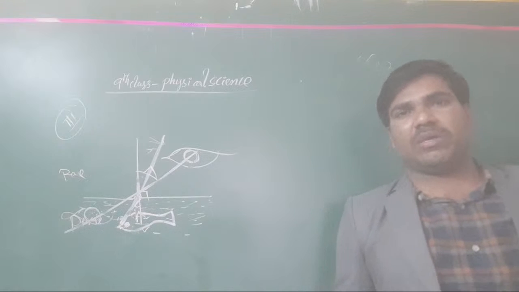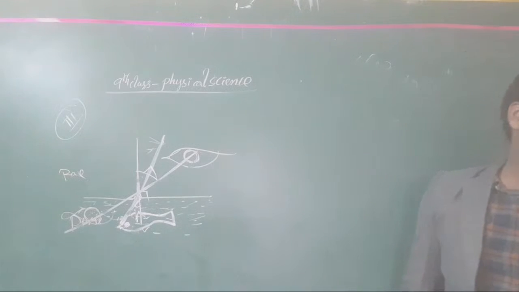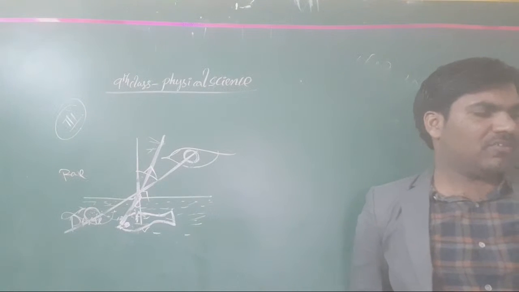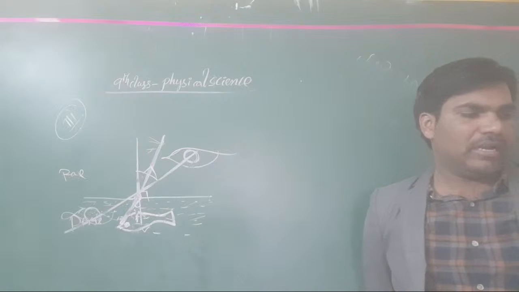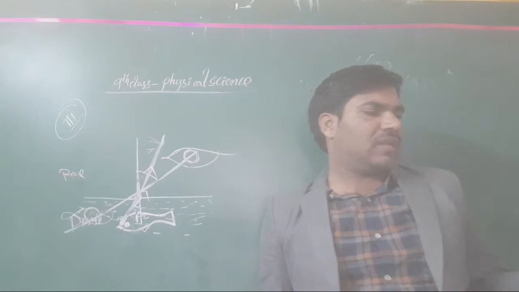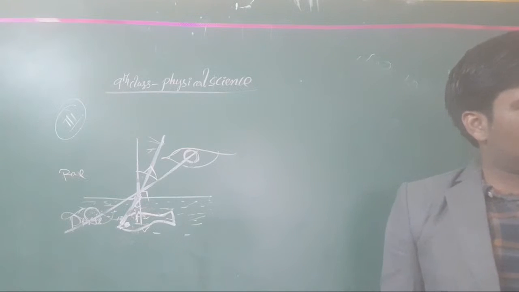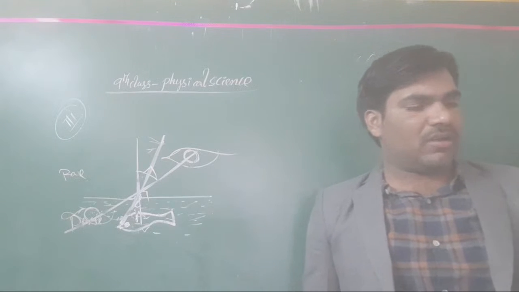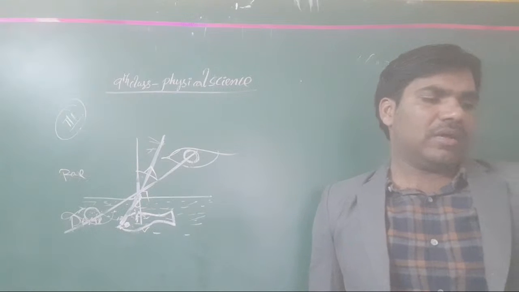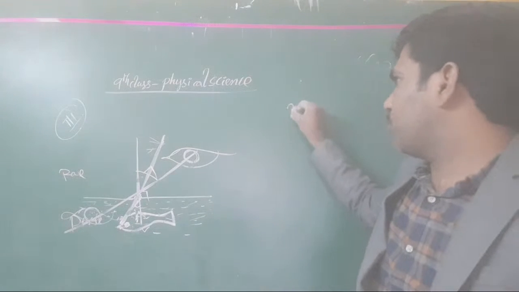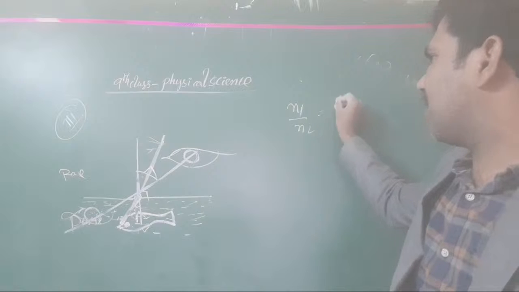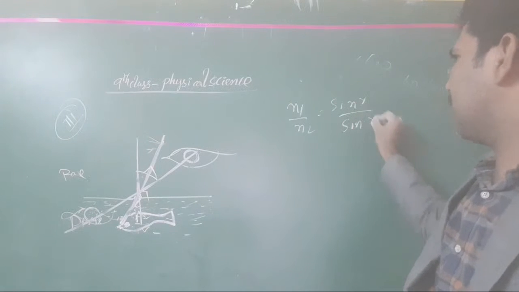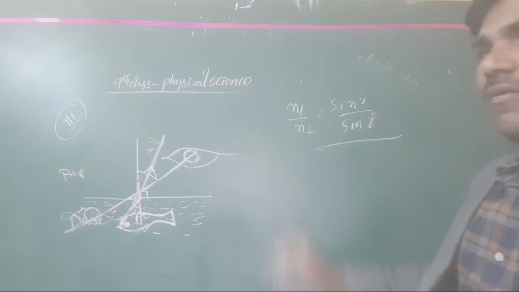Which of the following is Snell's law? You know very well that Snell's law is nothing but n1 sin i equals n2 sin r. So n1 by n2 is equal to sin r by sin i, and the answer is B. Sin r by sin i: this is what is called Snell's law.